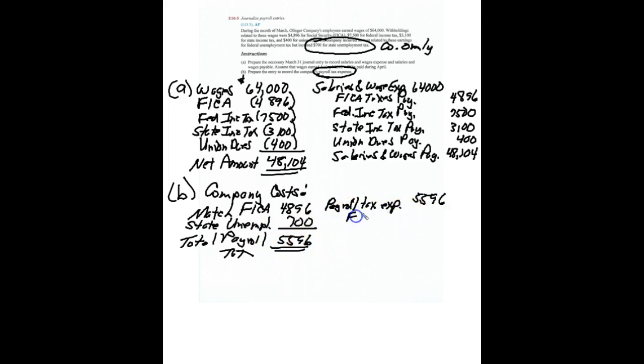And then we'll have our payables. We'll have FICA taxes payable, $48.96. And then state unemployment tax payable, again, kind of abbreviating some of that, but the state unemployment tax payable, there's our remaining $700. So much of this issue with payroll taxes is really your understanding about how payroll taxes function.